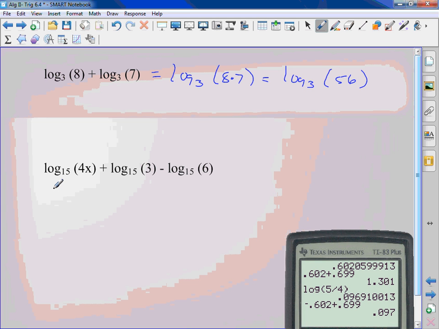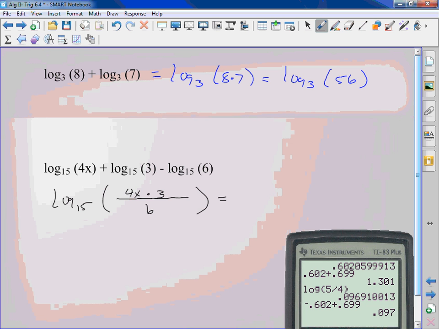This one here. Now there's pluses and minuses here, so you have to be careful. I have log base 15 of 4x plus log base 15 of 3 minus log base 15 of 6. So this means log base 15 of 4x times 3 divided by 6. The plus means times, the minus means divide.